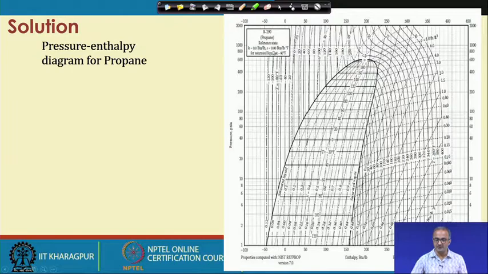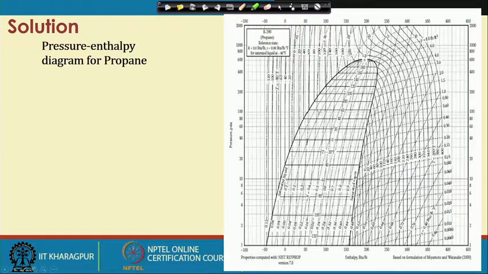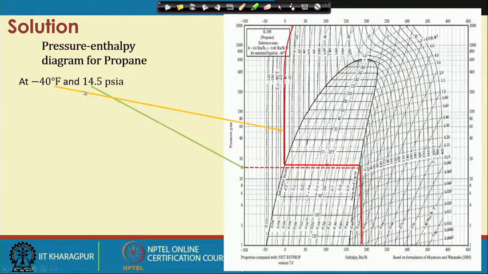Here you can see that these solid lines are the constant temperature lines, and here you also find the constant density line. This particular curve is for the saturated liquid, and this particular curve is for the saturated vapor. So, with this, for minus 40 degree Fahrenheit and 14.5 psia, this particular line is for minus 40 degree Fahrenheit, and from here we can note down where it is intersecting this line.